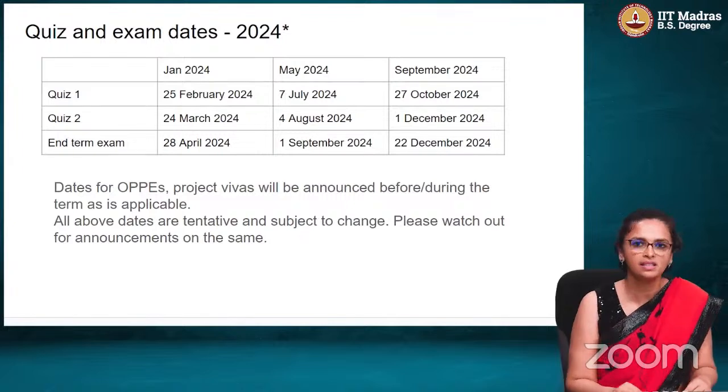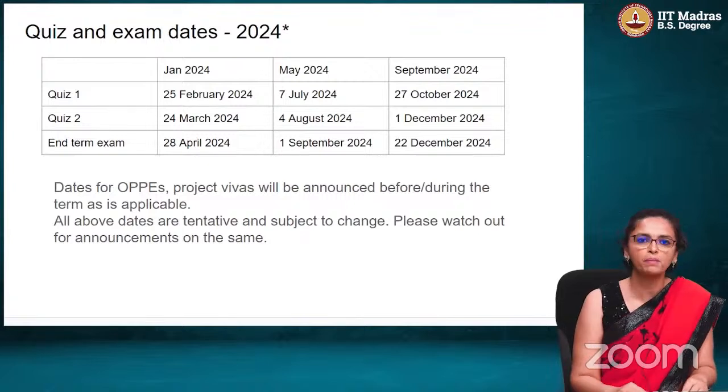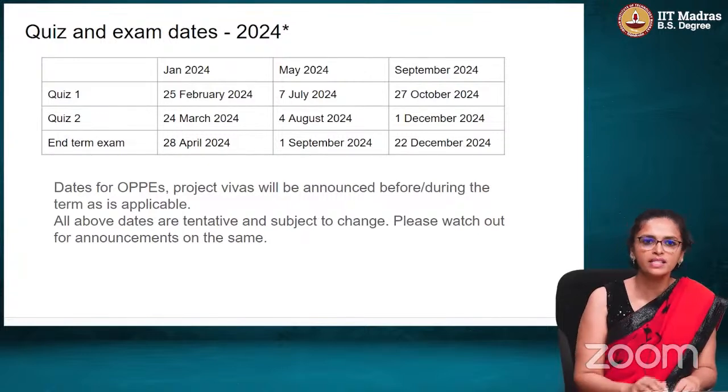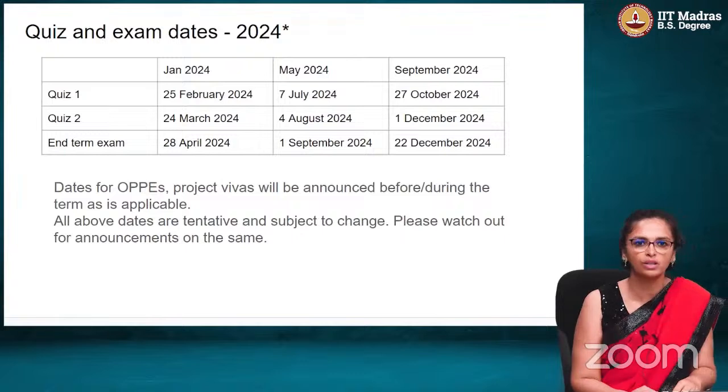The dates for the OPPs and any other vivas that we have to do will be announced before or during the term as is applicable for each course. So that alone the schedule is not done yet. The January schedule is done. It is shared with all of you. You can find that in your calendar. You can find that in the grading document and so on.